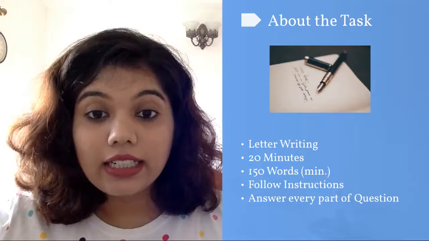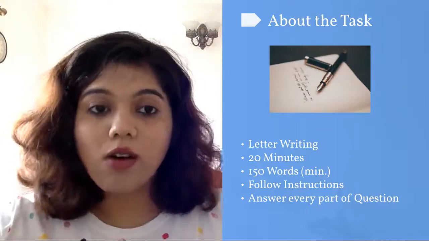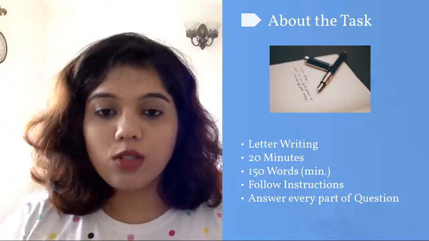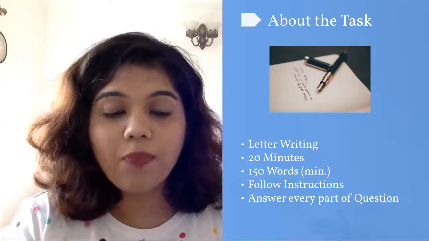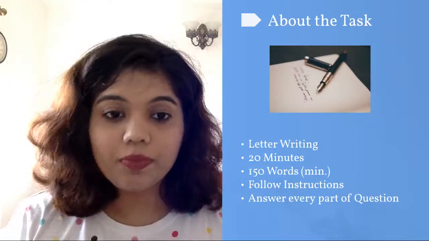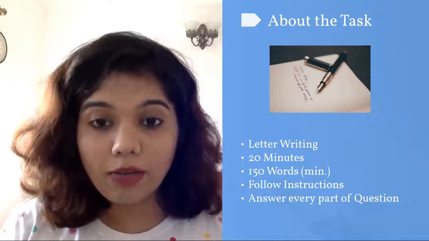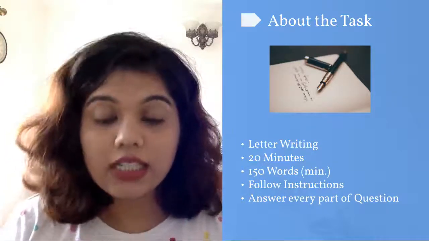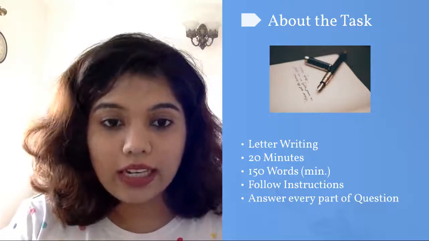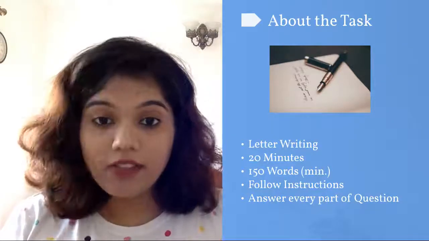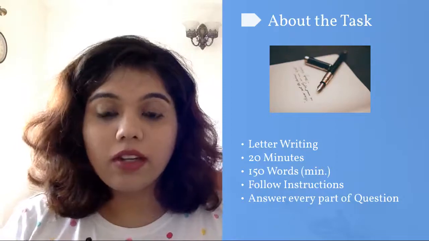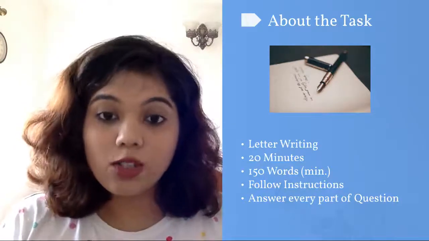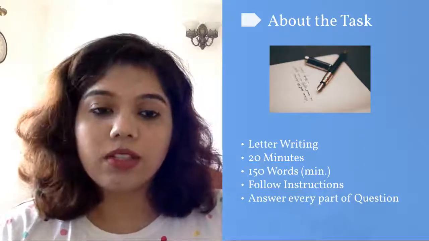Since the letter writing task carries half the amount of marks of writing task 2, you are expected to finish this in 20 minutes so that you can have the maximum amount of time for writing task 2. And writing task 2 carries double the amount of marks of writing task 1. Hence, it is better to finish this task first and then move on to your writing task 2. Since this carries half the marks, the word limit is also on the lower side. It is only 150 words, whereas in writing task 2, it is a minimum of 250 words.